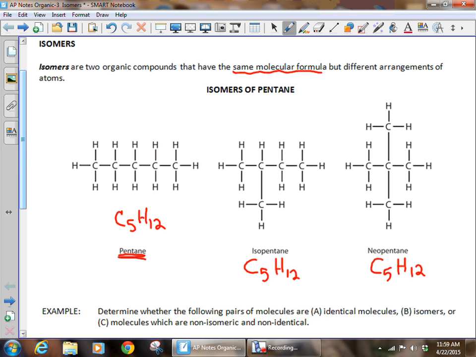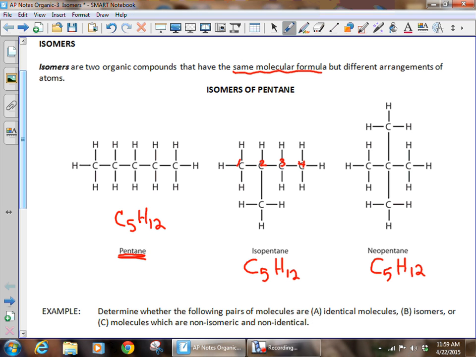Now the next one, yes, it's called isopentane, which is a common name for this, but if you go with the IUPAC naming system, if we named this particular structure, this would actually be a butane. 2-methylbutane to be exact. So this would have a different structure from the first. So definitely these two are isomers.